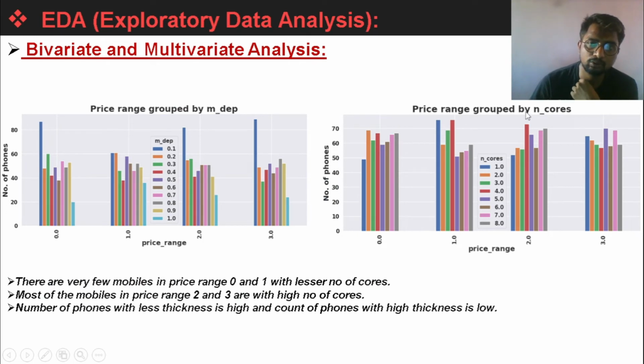This is the price range grouped by n_cores and price range grouped by m_dep. There are very few mobiles in range 0 and 1 with a lesser number of cores. Here we can see category 0 and 1 have very few cores. This blue candle indicates the lesser number of cores. Most of the mobiles in price range 2 and 3 are with a high number of cores. Here we can see the red candle is having 4 cores.